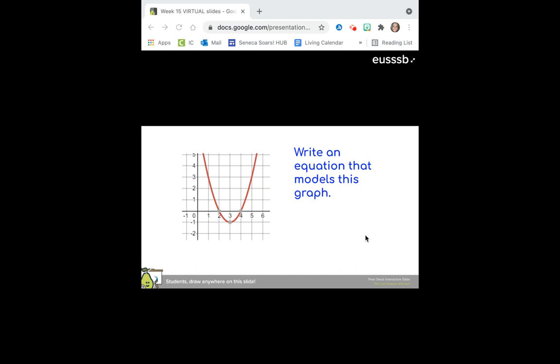Miss, yeah, go ahead. The first two letters can be f of x, right? Yeah, that's fine. You can use whatever you want to name the function. Oh, okay.